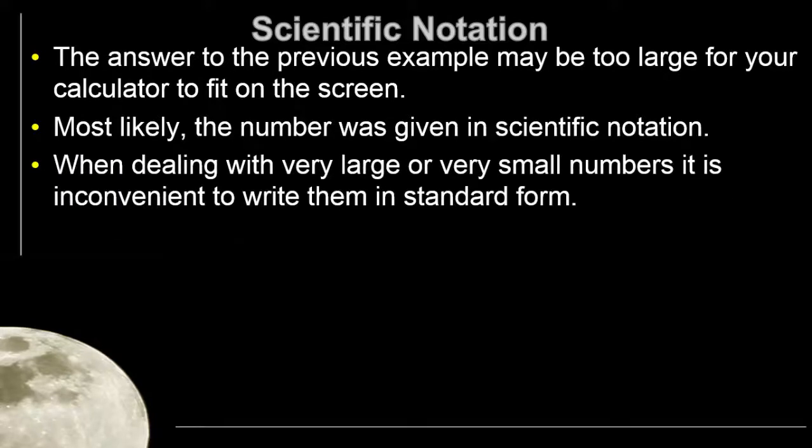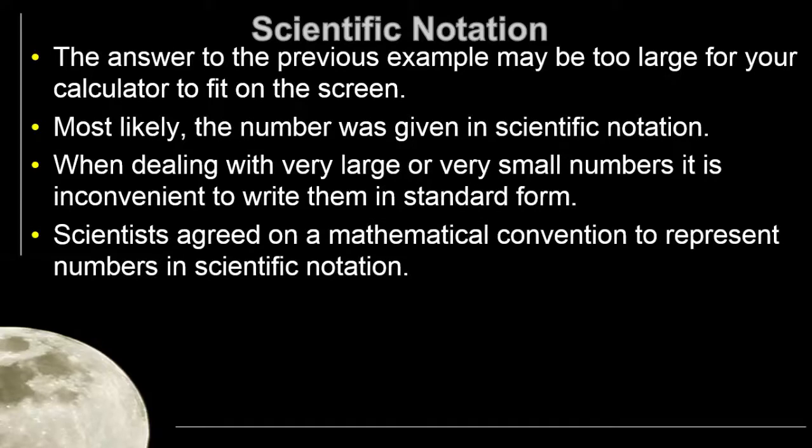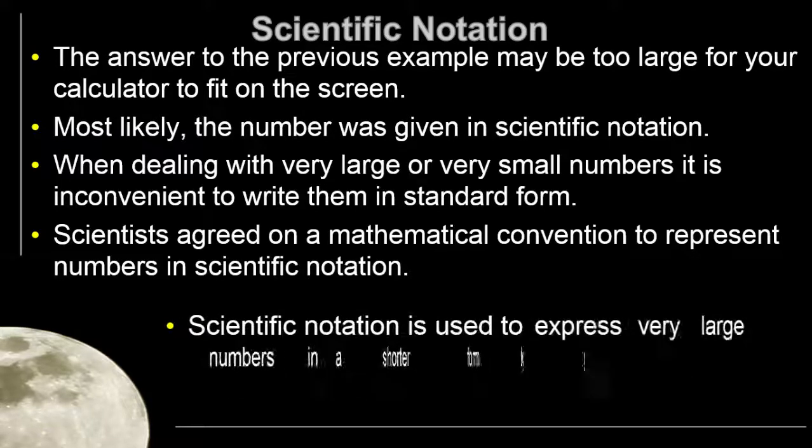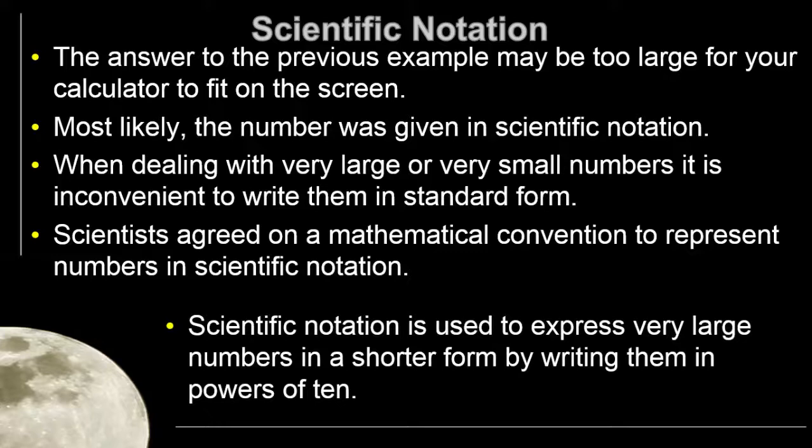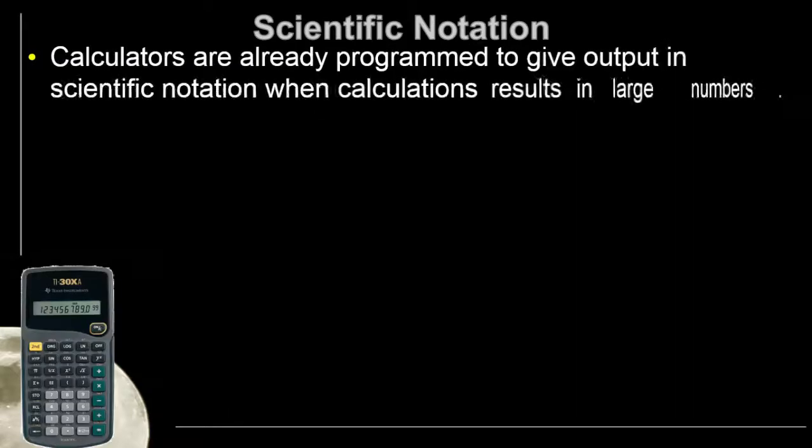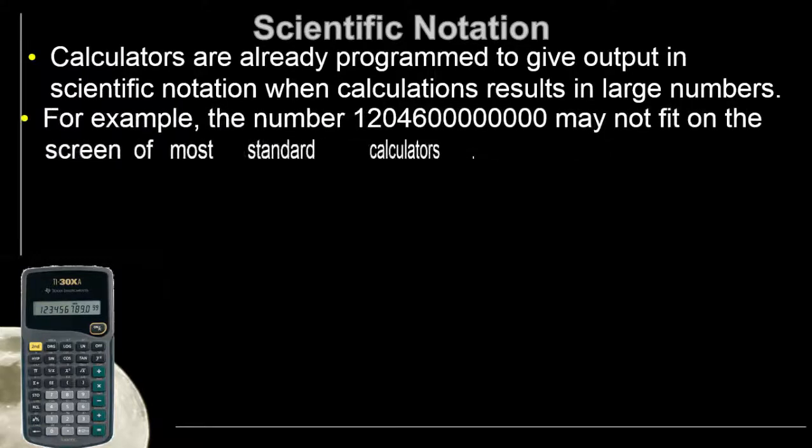When dealing with very large or very small numbers, it is inconvenient to write them in standard form. Scientists agreed on a mathematical convention that represented numbers in scientific notation. Scientific notation is used to express very large numbers in a shorter form by writing them in powers of 10. It could also be used for very, very small numbers too. Calculators are already programmed to give output in scientific notation when the result is a number that is very large. For example, the number 12,046,000,000,000 may not fit on the screen of most standard calculators.